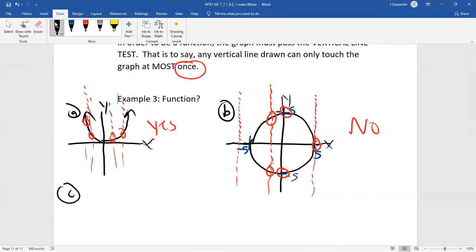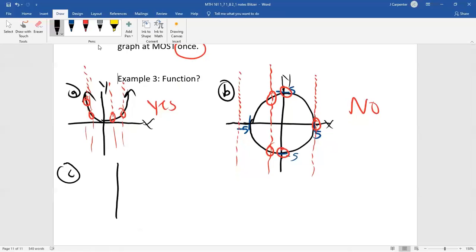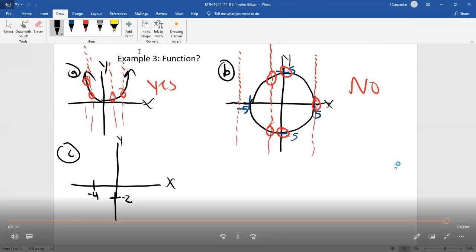Let's scroll down just a little more. I hate when my mouse does that. Y. This one's going to be a little weirder. I'm going to put a -4 right here. I'm going to put a -2 about here. Let's put a +6 about here.